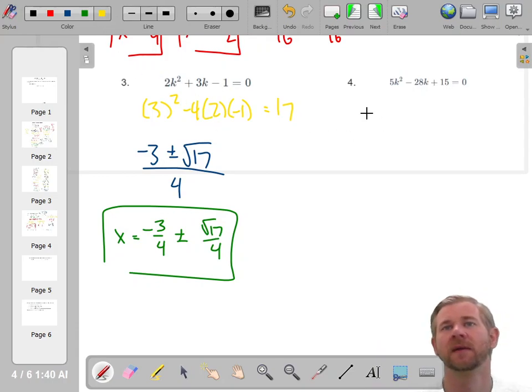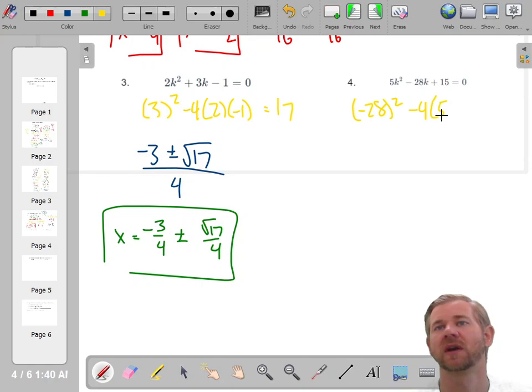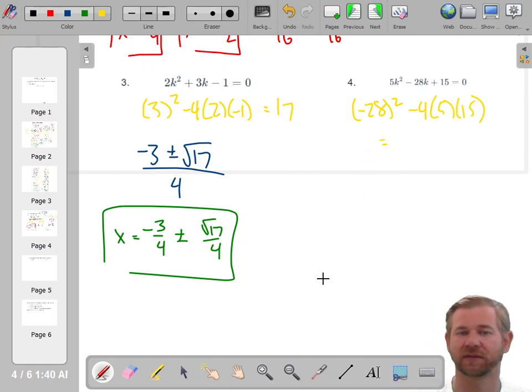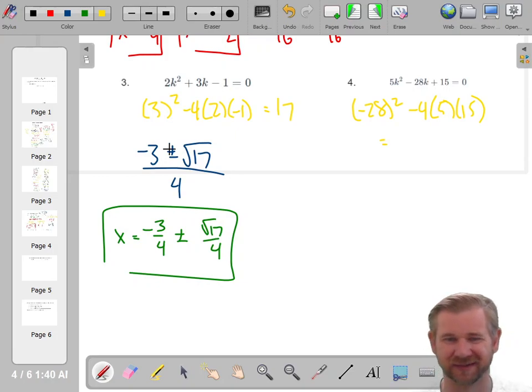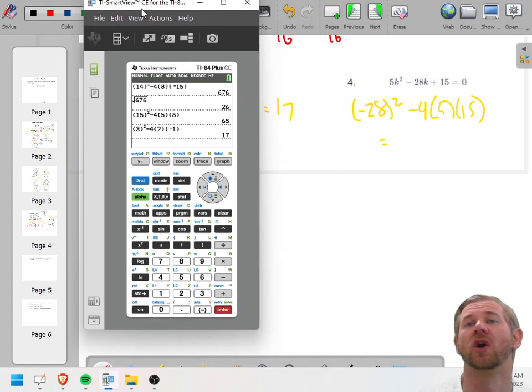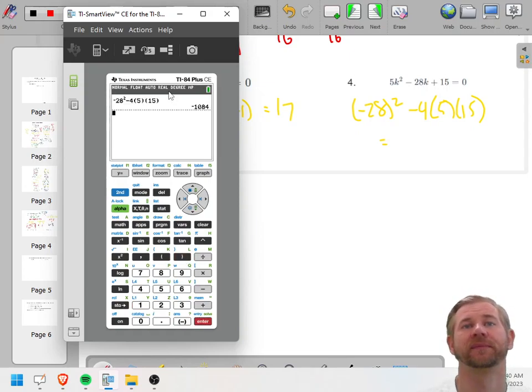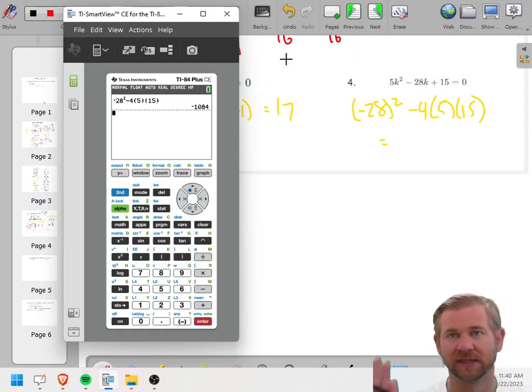Last one. B squared is negative 28 squared minus 4ac. This is the one that people will type in wrong, and they've got the other 3 right, so they're like, I don't know what you're talking about. This is so easy. Here's how you type it in wrong. Negative 28 squared minus 4ac. Nope, you will get it wrong. You are done. You missed it.